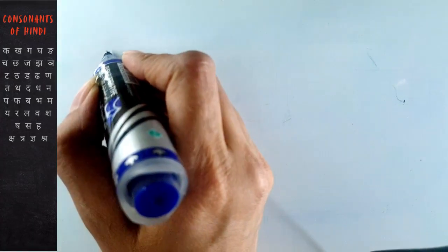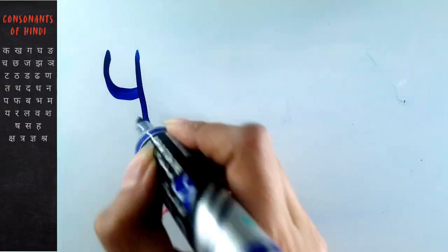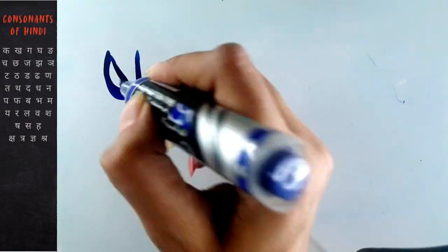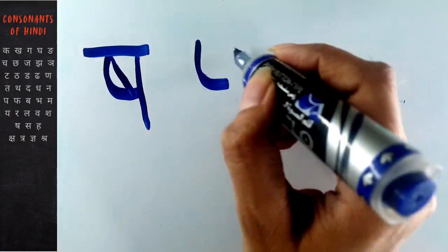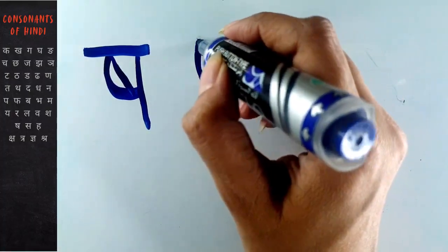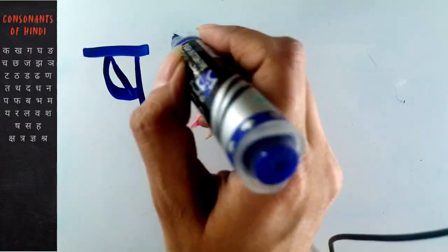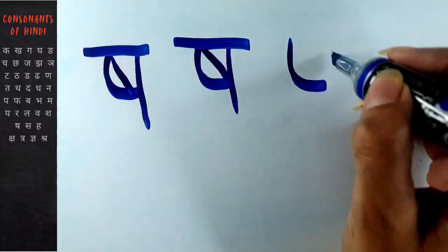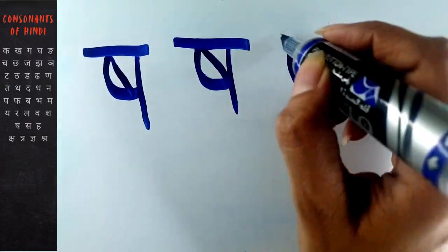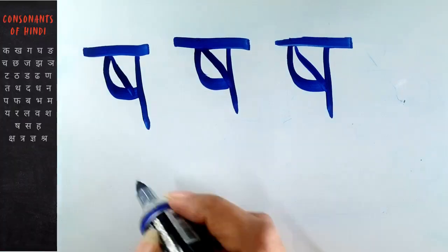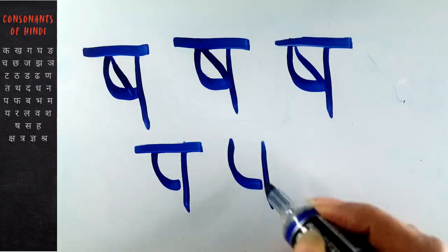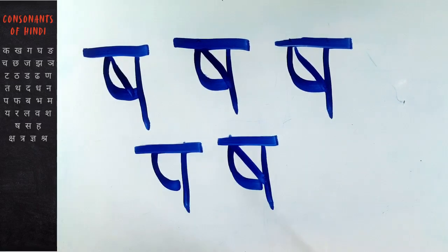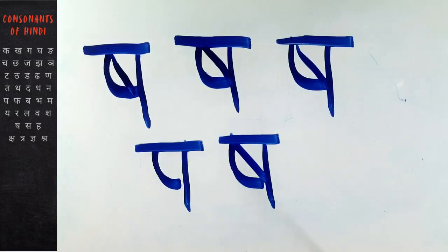Start with the p. Just like B, you will add a diagonal line. This is sh. This was P. This is sh. Okay. So next is sa.